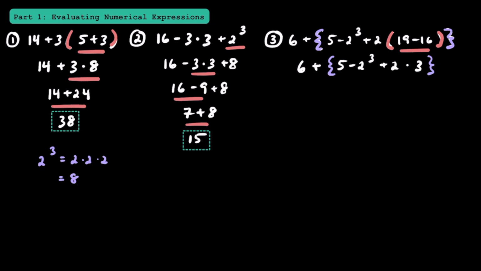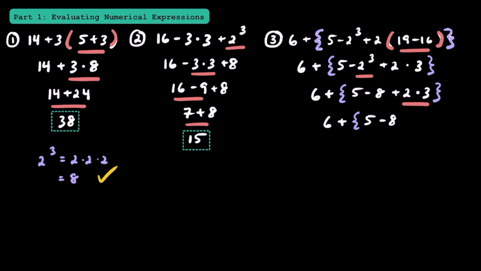Still looking inside these braces, we need to solve this exponent of 2 cubed. From the last problem, we already knew that 2 cubed is equal to 8, so we can write 6 plus the quantity of 5 minus 8 plus 2 times 3. Still inside the grouping symbol, we need to do the multiplication next. 2 times 3 is equal to 6, so we'll have 6 plus the quantity of 5 minus 8 plus 6.